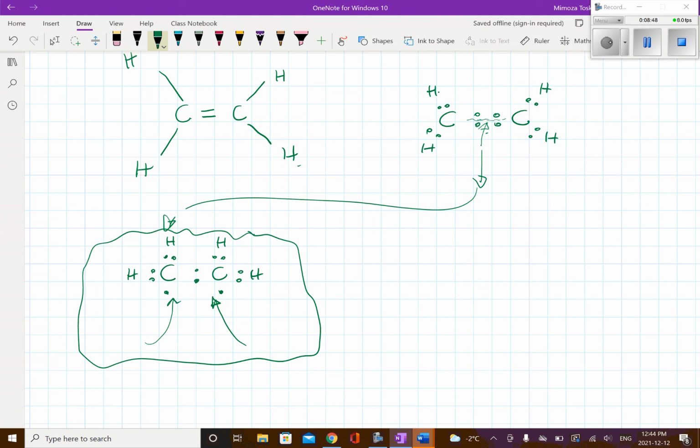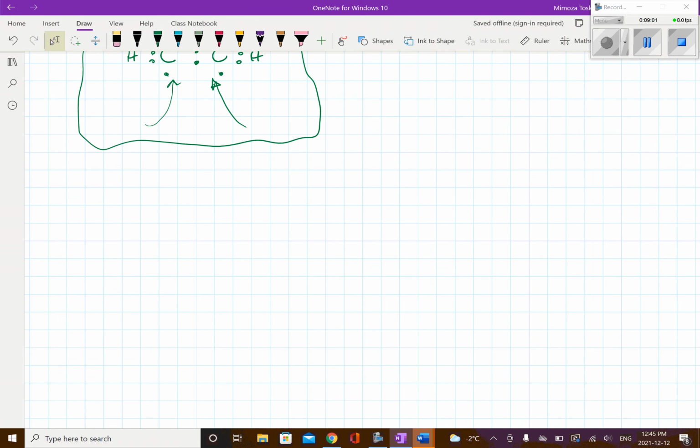So you start with two reactants, but then you end up with only one. Okay, so let's see an example of propene reacting with bromine.